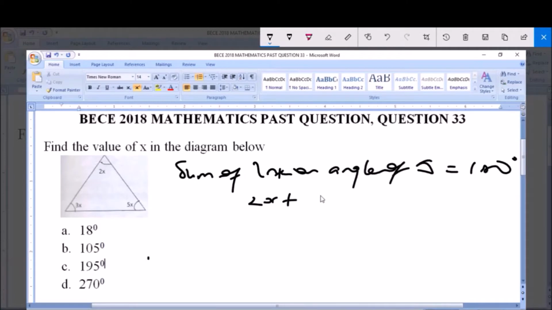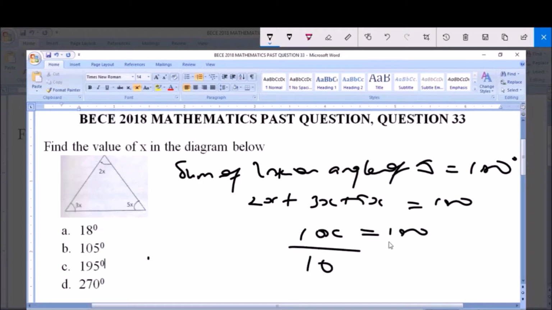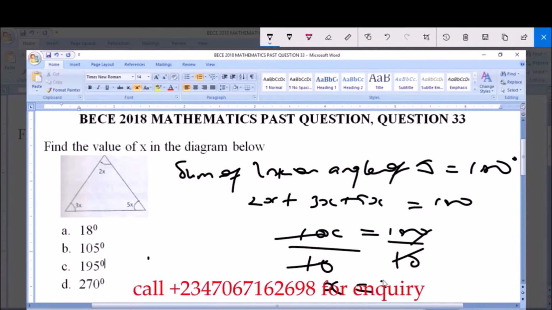So therefore we have that 2x plus 3x plus 5x is equal to 180 degrees. Now 2x plus 3x plus 5x will give us 10x is equal to 180 degrees. To find x, we divide both sides by the coefficient of x, which is 10. So we cancel 10, we are left with x equal to 180 divided by 10, which gives us 18 degrees. So therefore x is equal to 18 degrees.